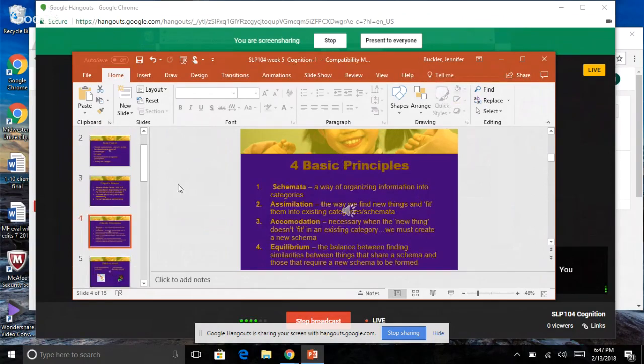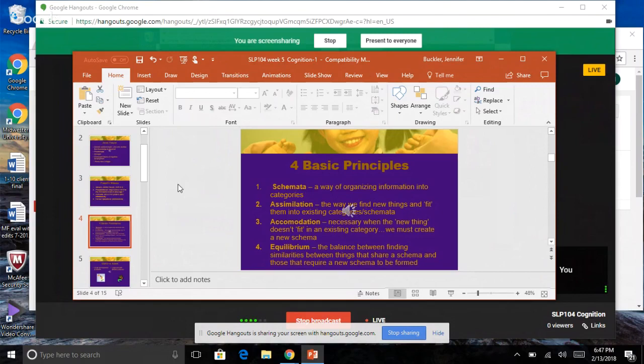There are 4 basic principles of what's happening as children start to develop cognition, start to develop their organization in thinking. Those basic principles are schema or schemata, assimilation, accommodation, and equilibrium. Schema is your ability to organize information. It's how you take information and categorize everything that you see.